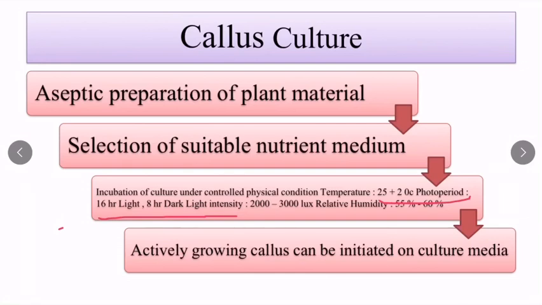Here the temperature must be maintained at 25 plus or minus 2 degrees centigrade. The photoperiod is 16 hours light and 8 hours dark. Light intensity is maintained between 2000 to 3000 lux and relative humidity 55 to 60%. After 3 weeks, actively growing calluses can be initiated in the culture media. These calluses may be subcultured to get a rapid mass of callus, or they may be subjected to organogenesis to get the desired organ or whole plant from the culture.